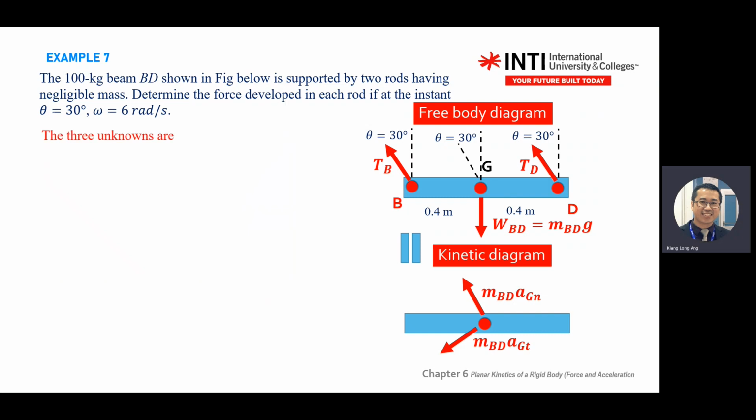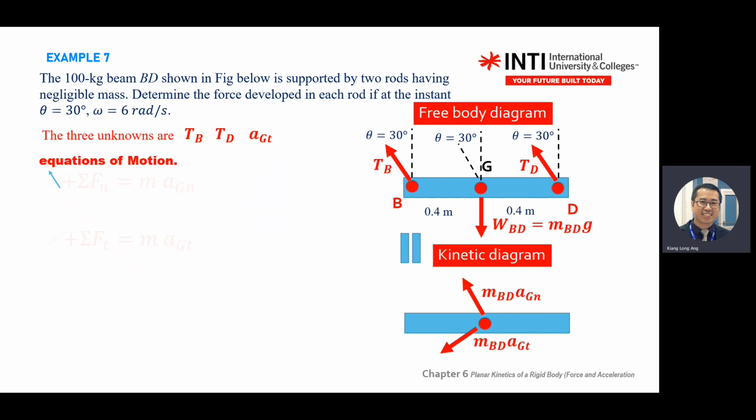Okay, so you have three unknowns, TB, TD, AG. Okay. AN you already found. AN, you're given omega just now. Okay. So you use the equation of motion. What is the equation of motion?